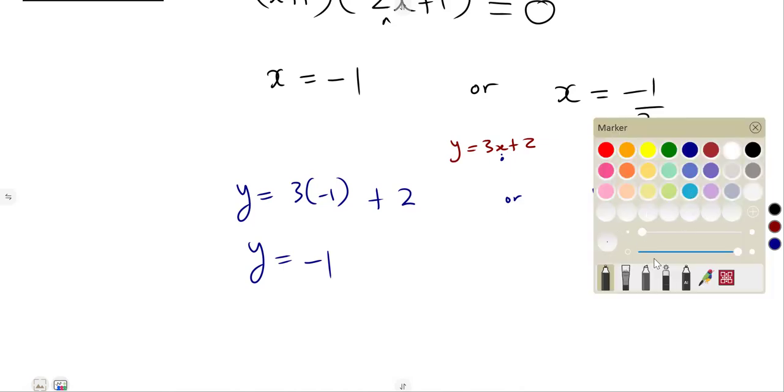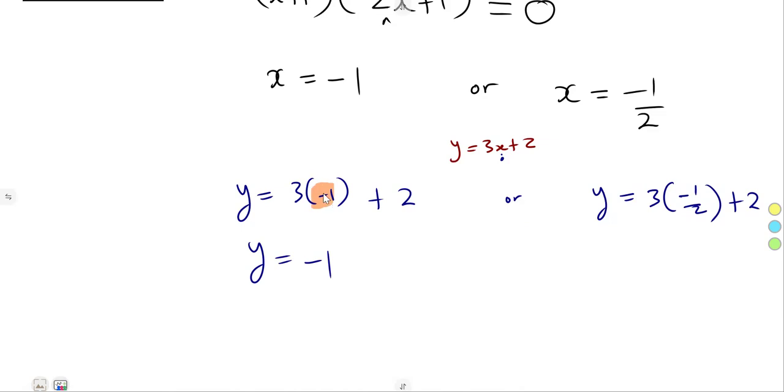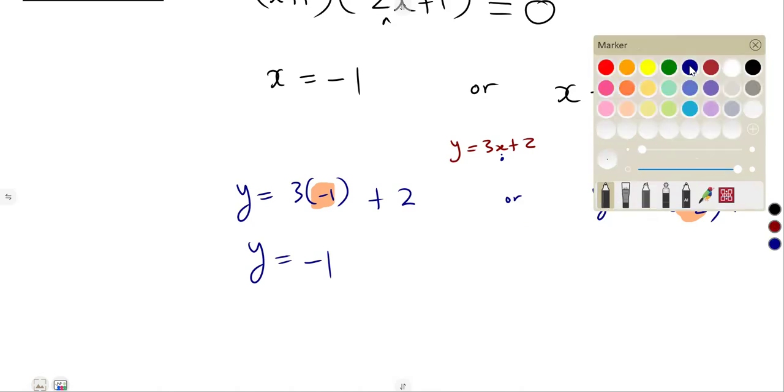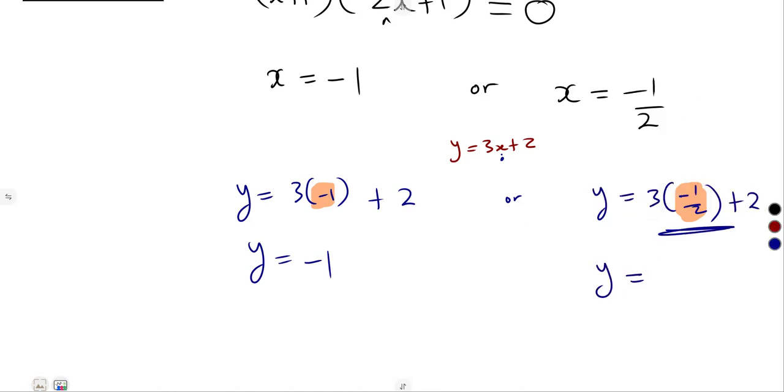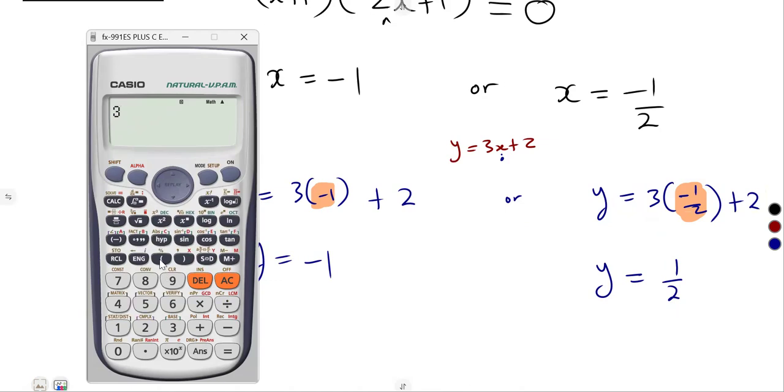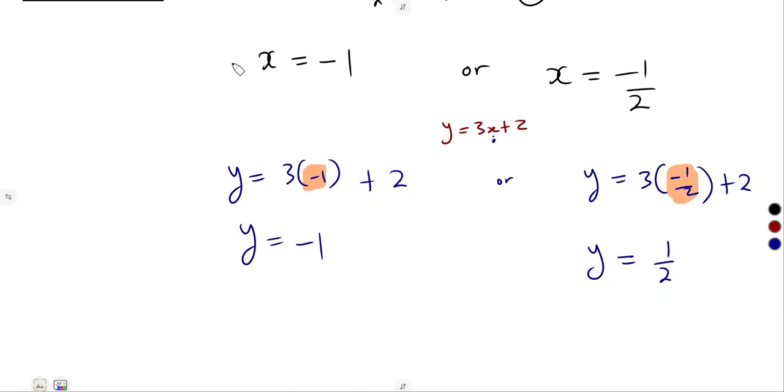So we substituted the corresponding value of x, when x is minus 1, here when x is what? Minus half. And thus we obtain the y value corresponding to this one. That was 1 over 2. All right, so just put into your calculator 3, open bracket, minus 1 over 2, close bracket, plus 2. So that was 1 over 2, just like that. So this is it. When x is minus 1, y is equal to minus 1. When x is minus half, y is equal to what? A half. That was the condition of our question.